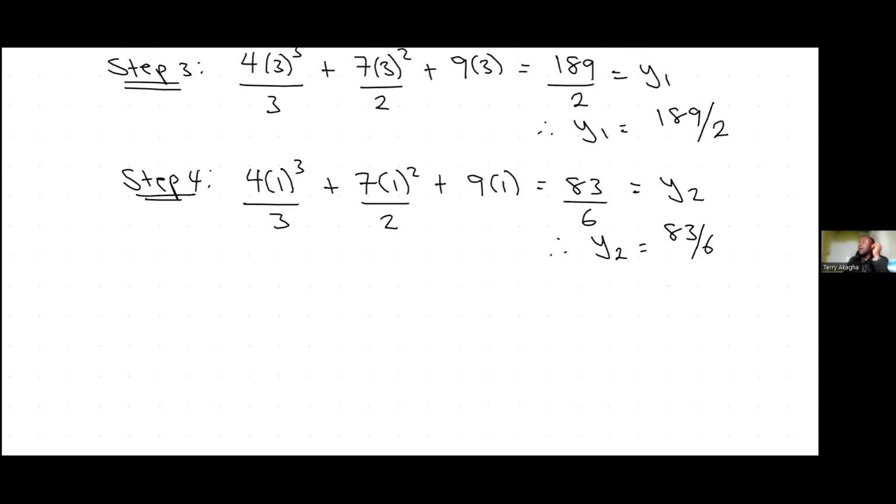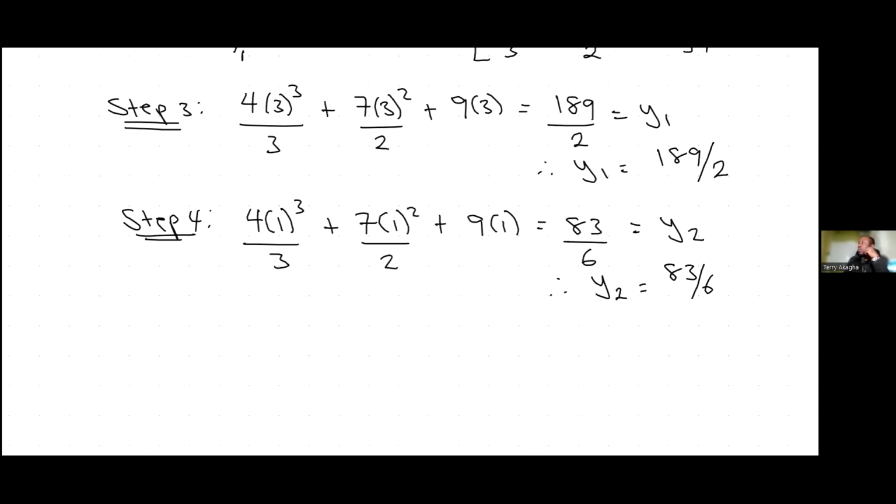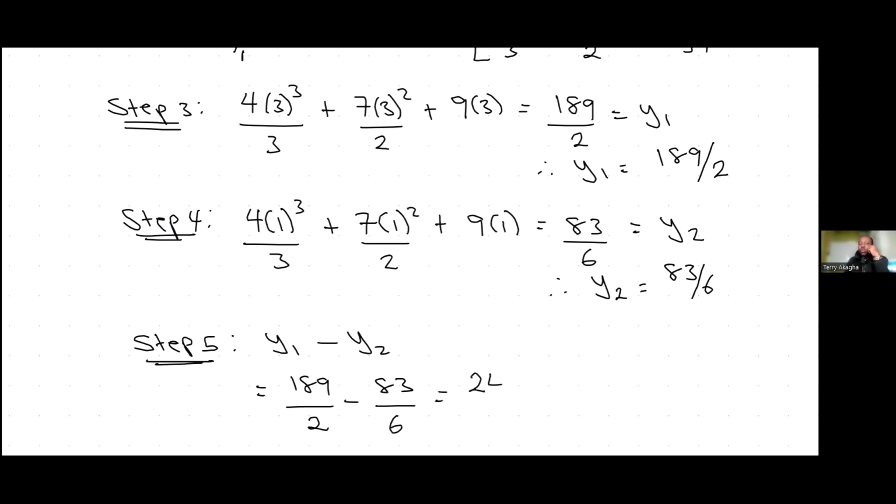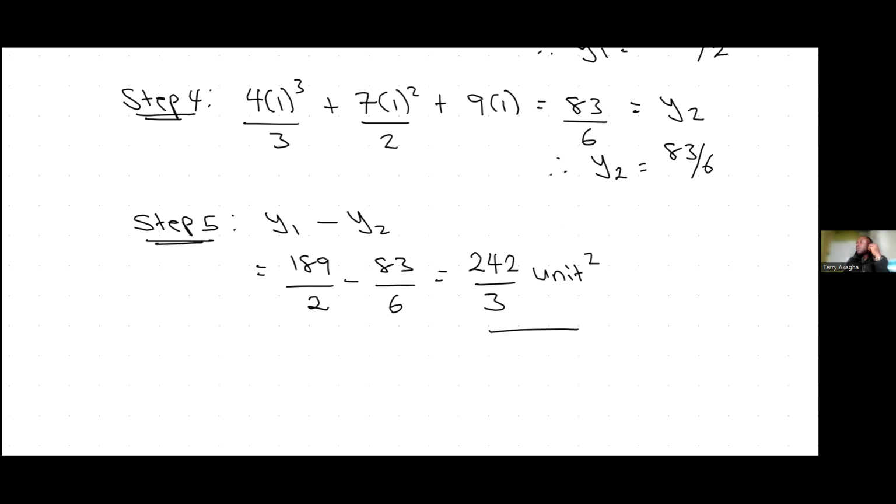So step 5, we're told is going to be y1 minus y2. So basically, the upper limit minus the lower limit. So the upper limit we have was 189 divided by 2 minus 83 divided by 6. So basically, you just put in your calculator, and I believe this is going to give us 242 divided by 3 units square. Okay? So this is unit square. So any unit they gave you, if it's centimeter, it does not really matter. That would be that for that.